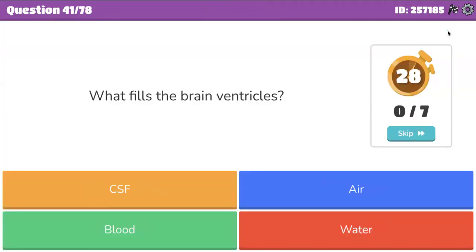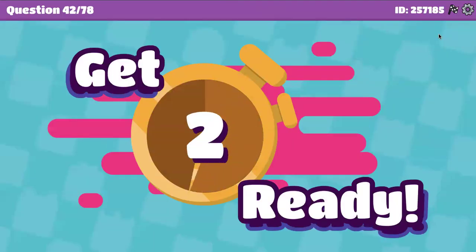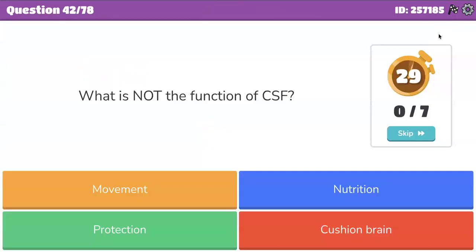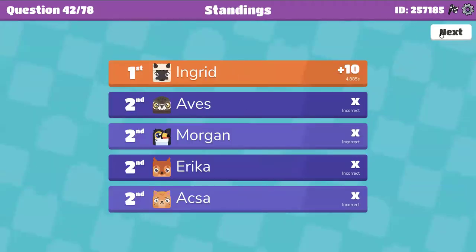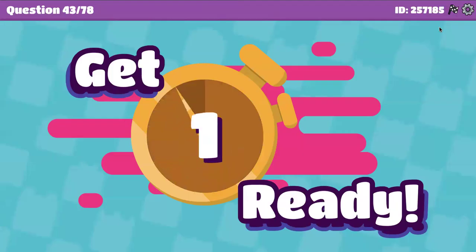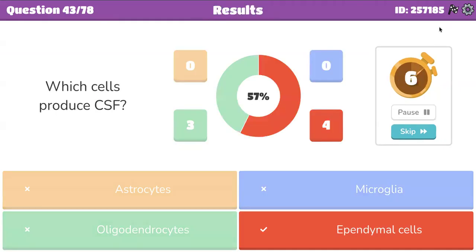What fills the brain ventricles? Is it cerebrospinal fluid? What is not a function of cerebrospinal fluid? Is it movement, nutrition, cushions the brain, or protection? Yep, movement. All three others are functions of cerebrospinal fluid. Only movement is not. Which cells produce cerebrospinal fluid? The ependymal cells.